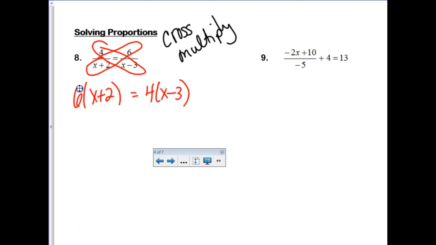So going through our distribution, which, yeah, you probably could have done that in your head, but it's August, we're tired. Alright, so we have 6x plus 12 equals 4x minus 12. And now we solve.